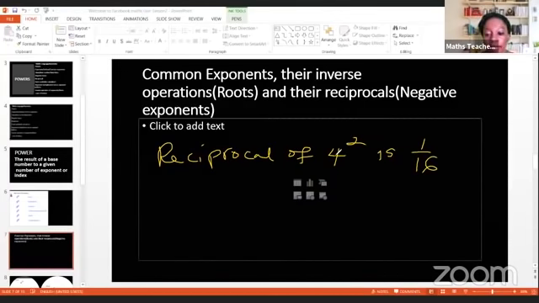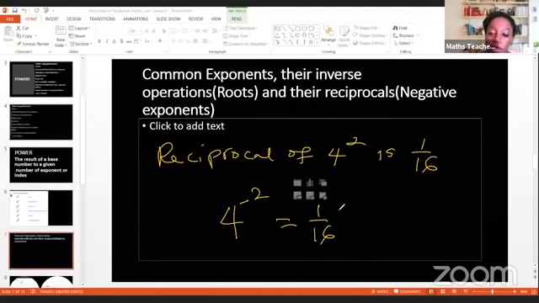Now, if I don't want to write it this way, the reciprocal of 4 squared will be written as 4 to the power negative 2. And that's what we mean by negative exponents. So a negative exponent, 4 to the power negative 2, for example, is the same thing as 1 over 16. Okay, and this is the reciprocal for 4 squared. So this is the note you should have.